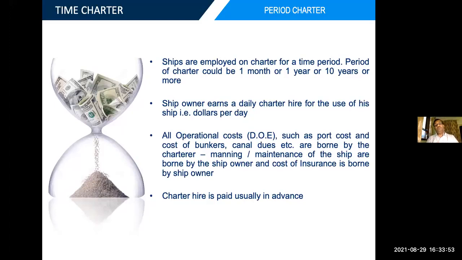That is the revenue. All operational cost, that is direct operating expenses, such as port cost, cost of bunkers, canal dues, etc., are borne by the charterer. In time charter, you have given the ship to the charterer. He has taken over the commercial management of the ship, so all direct operating expenses are borne by the charterer. Manning and maintenance, that is technical management, is with the ship owner, so manning and maintenance is borne by the ship owner, and cost of insurance is borne by the ship owner. Now I need to explain the cost of insurance a little here.